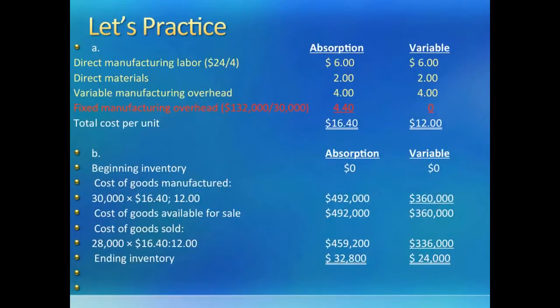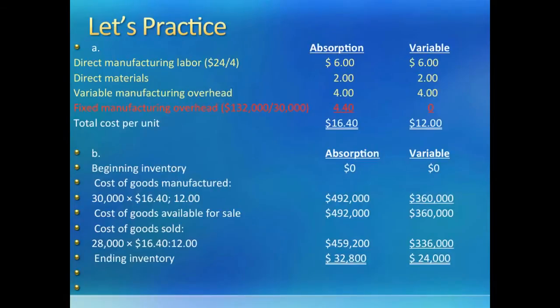So here we have the solution for you. We have the absorption costing cost. Notice the fixed manufacturing overhead of $440 calculation. So we have $16.40 there and $12 for variable cost. Notice $12 gets repeated in both. It's the additional $4.40 of fixed manufacturing cost which really makes the difference between the two costs.